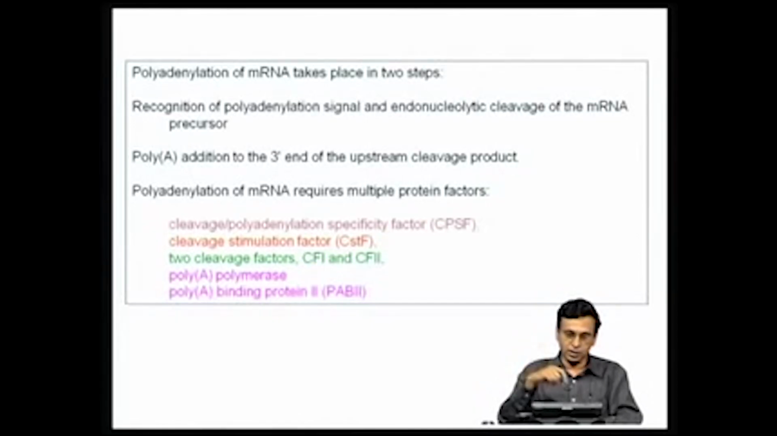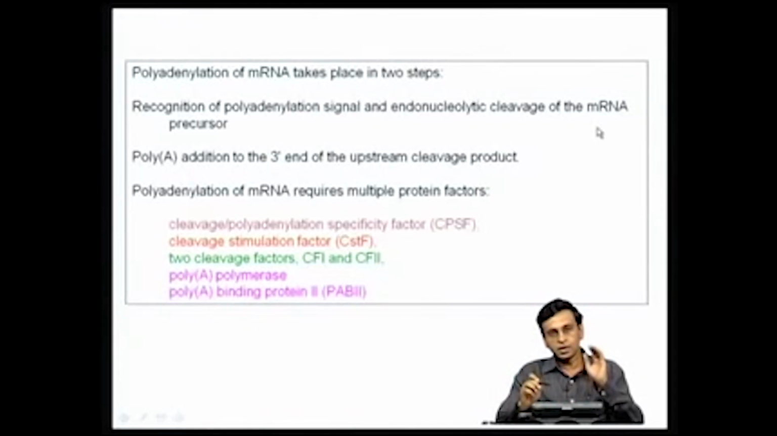Now, let us see how exactly the polyadenylation takes place in the case of eukaryotic cells. The polyadenylation of messenger RNA basically takes place in two steps: recognition of the polyadenylation signal and endonucleolytic cleavage of the messenger RNA precursor. This is the first step, because somewhere there has to be a signal to tell that this is the place where a poly A tail has to be added. So, there has to be what is called a polyadenylation signal. We will now analyze and see what this polyadenylation signal is.